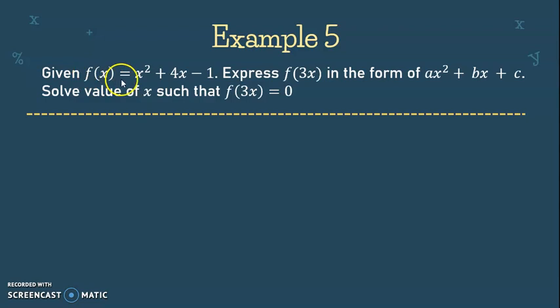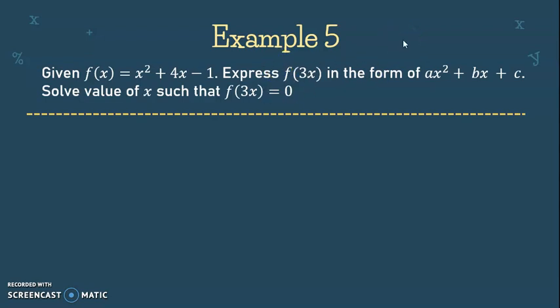Given that f of x is equal to x squared plus 4x minus 1, express f of 3x in the form of ax squared plus bx plus c. Solve the value of x such that f of 3x is equal to 0. So how do you solve this one?